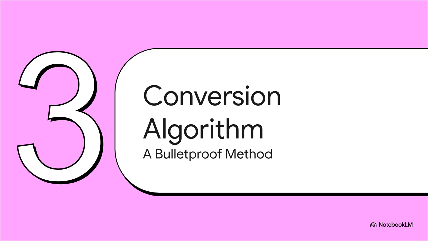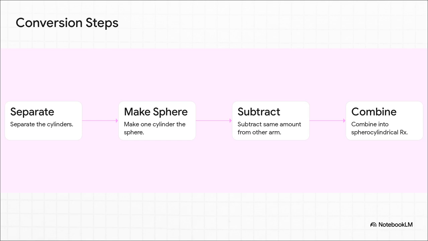All right, let's jump to section 3, the conversion algorithm. I'm going to give you a bulletproof method. We are going to use a strict 4-step clinical algorithm to safely convert any raw power cross into a functional prescription that you can actually hand to a patient. It's a cookbook method. Step 1, separate. Step 2, make the sphere. Step 3, subtract. Step 4, combine. Let's walk through exactly how to execute this together.